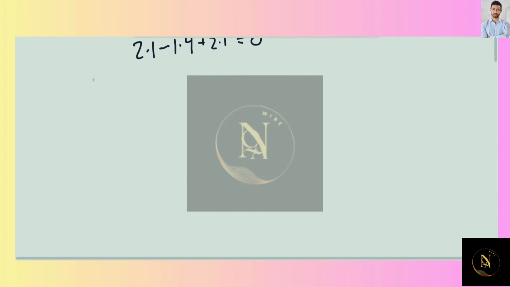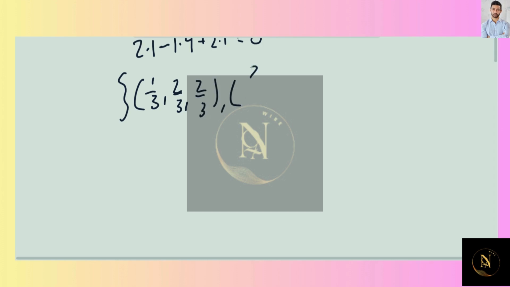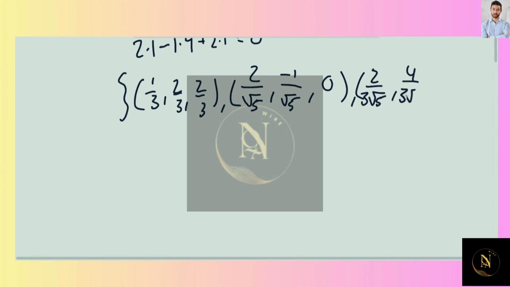Now, what about this final set? We've got (1/3, 2/3, 2/3), (2/root 5, -1/root 5, 0), and (2/(3 root 5), 4/(3 root 5), -5/(3 root 5)).